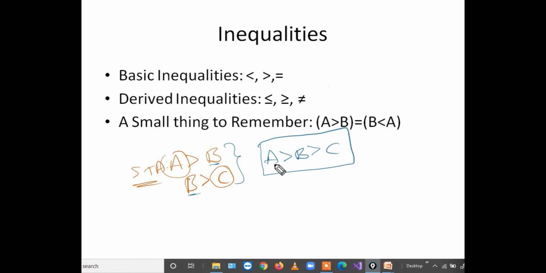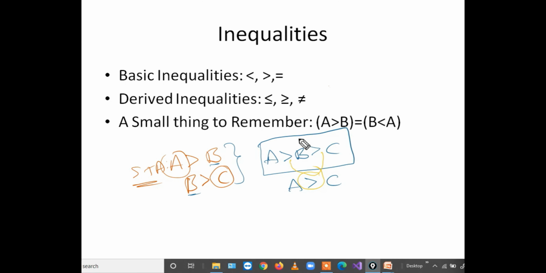Now we can tell the relation between a and c. a is greater than b, b is already greater than c, so now a will be greater than c. a will be compulsorily greater than c. So what is the combination of greater than and greater than? That is greater than only. If we combine greater than with greater than, we'll get only greater than.